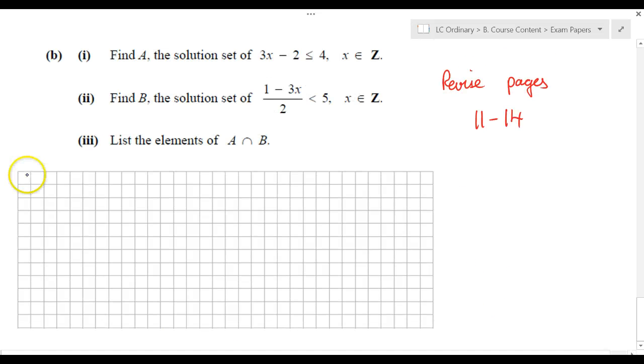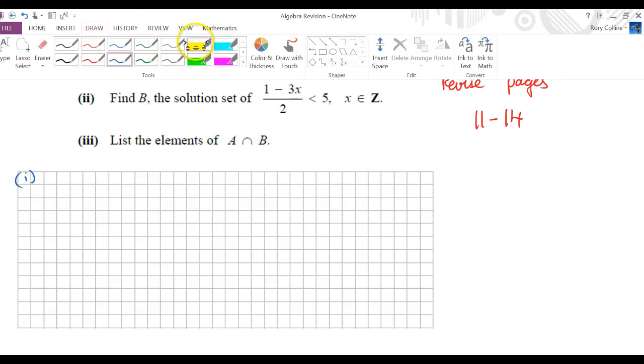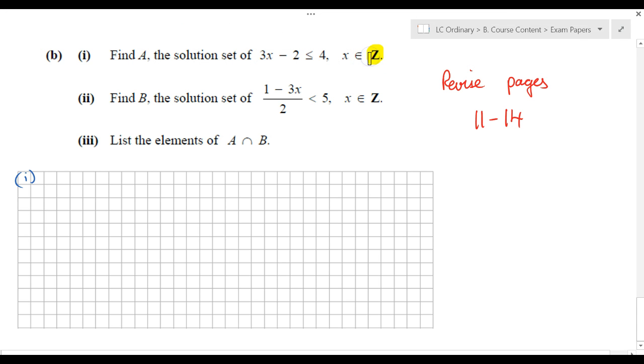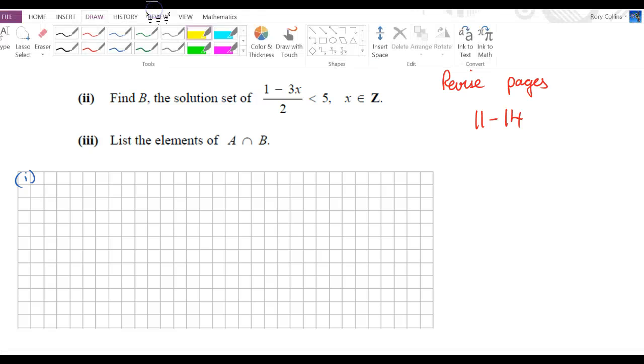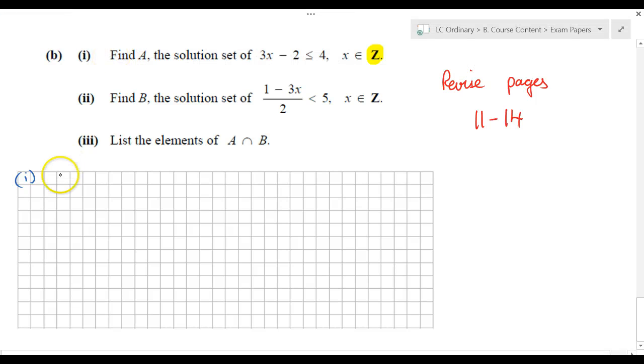3 parts. Part 1. Find A, the solution set of 3x minus 2 less than or equal to 4, where x is an element of Z. Z is the set of integers. Integers are positive and negative whole numbers. So we're going to find a solution set here by solving this inequality.